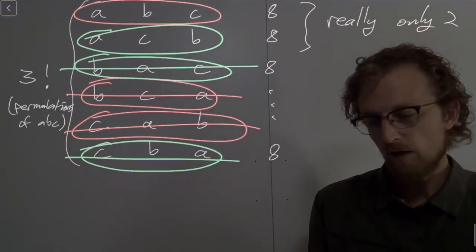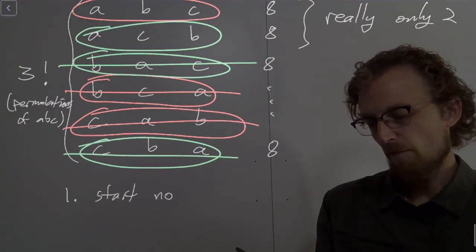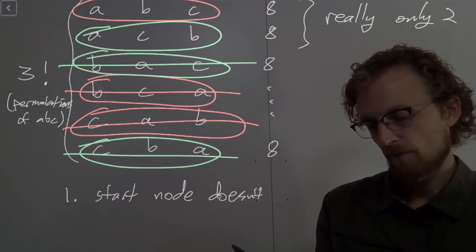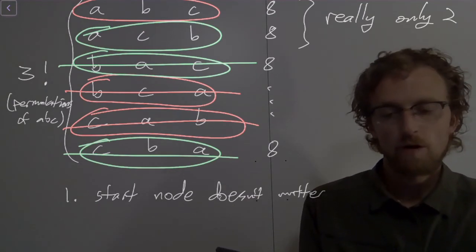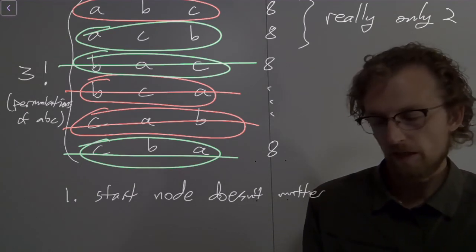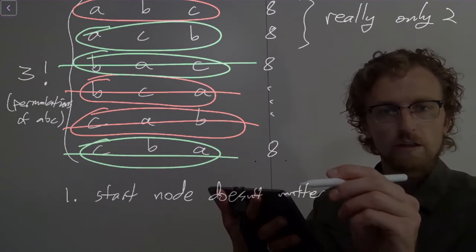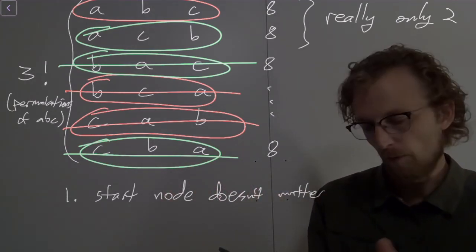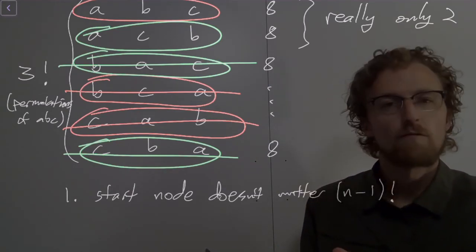So what are our observations here? Well, one is that the starting node doesn't matter, and so that takes us down to there's actually only n-1 factorial things, because as long as I pick a starting node arbitrarily and then find all permutations of everything else, that's really all the problem is doing. So I actually only have n-1 factorial things to check.